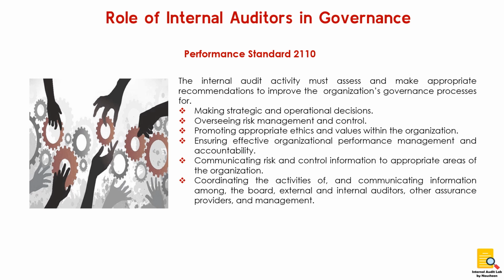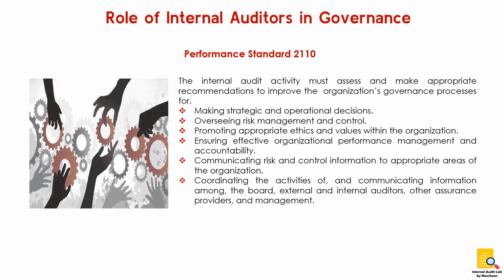Number four, ensuring effective organizational performance management and accountability. To evaluate how an organization ensures effective performance management and accountability, the internal audit activity could review the organization's policy and processes related to staff compensation, objective setting, and performance evaluation. Number five, communicating risk and control information to appropriate areas of the organization. The internal audit activity could assess the internal reports, newsletters, relevant memos, emails, and staff meeting minutes to determine whether information regarding risk and control is complete, accurate, and distributed in a timely manner.